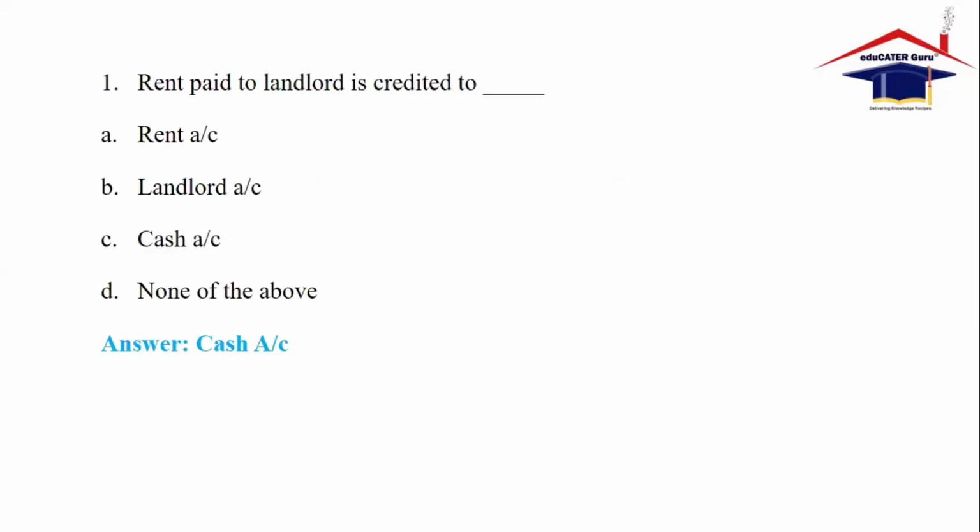Rent paid to landlord is credited to dash. A, rent account, B, landlord account, C, cash account, D, none of the above. Answer is cash account. Because when rent is paid, cash is going out of the business or the company. So the cash is credited.